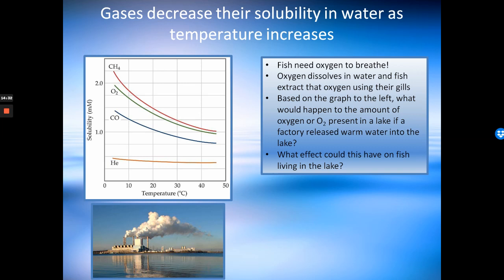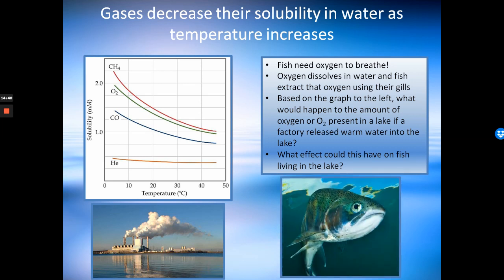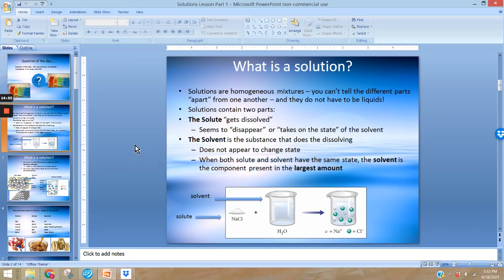Well, which effect could this have on the fish living in a lake? It would decrease the population, because as long as you have warm water, the molecules of oxygen can escape from the liquid phase to the gas phase, and as a result this depletes the oxygen and kills the fish. Sad fish. Bye-bye.